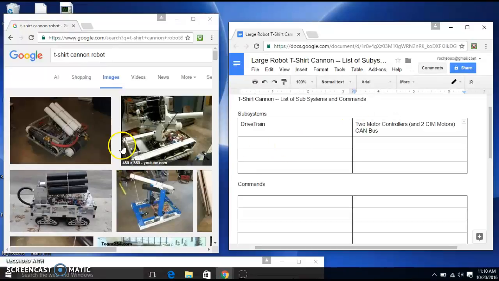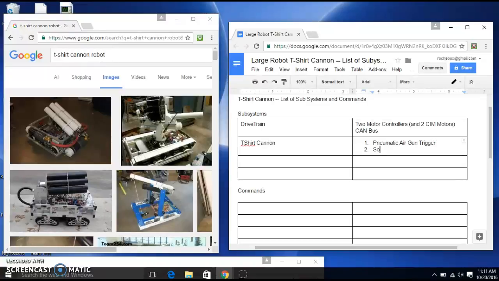Okay. What's another subsystem we'd have here? One thing I would think of is the T-shirt cannon. It looks like the T-shirt cannon's going to have some pneumatic air gun. Okay. Trigger, and that's probably a CAN relay, right? And basically it might have to have some loading mechanism.